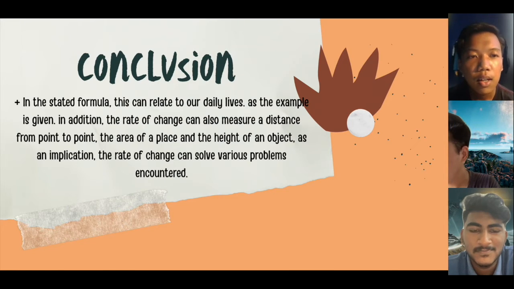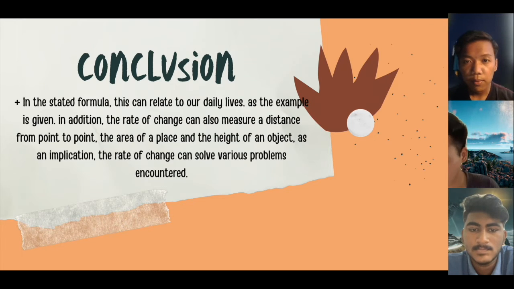The conclusion: in the stated formulas, this can relate to our daily life, as the example given. In addition, the rate of change can also measure a distance from point to point, the area of a place, and the height of an object. As an implication, the rate of change can solve various problems encountered.